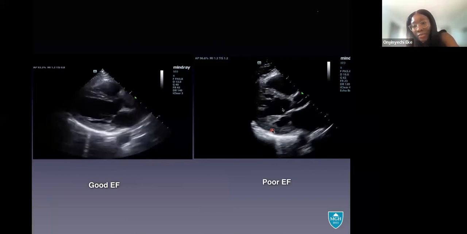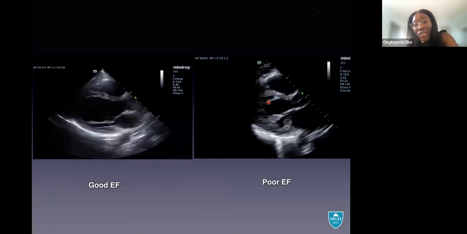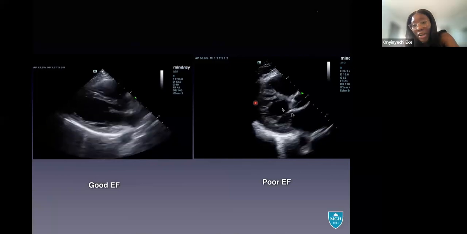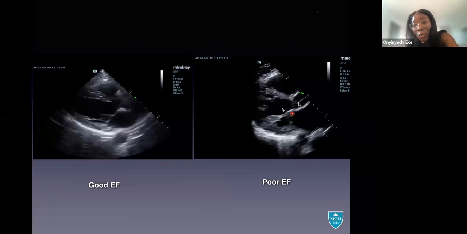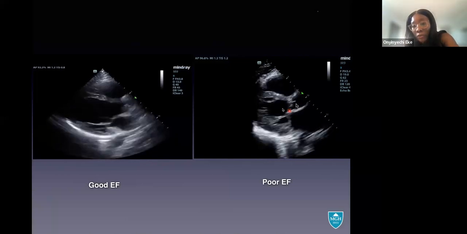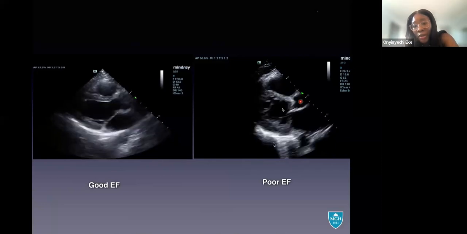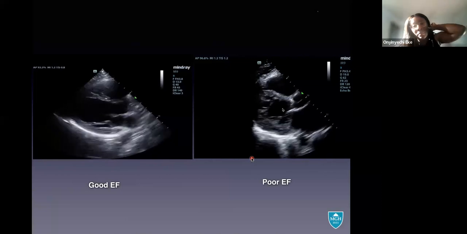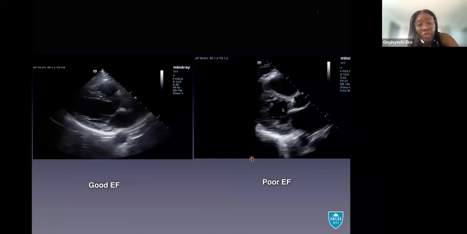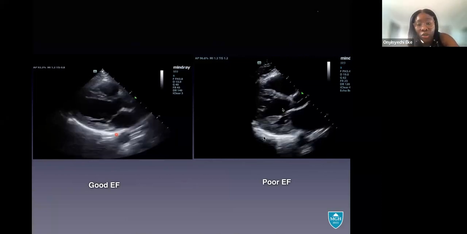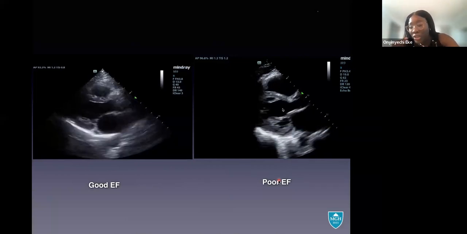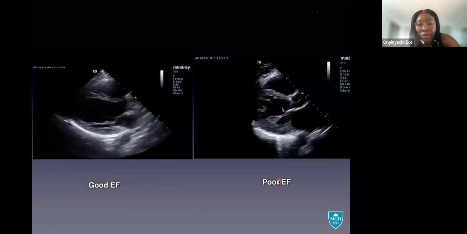What about this? Now, I can tell you the walls of this left ventricle are barely moving. The mitral valve is not moving at all. Look, the aortic valve is doing all the work here. So this is poor EF. And this is what I do when I go for my shifts. I just look and I see this is good and this is poor. And when you're busy or when you're making that split second decision, that's what you need to actually appreciate.